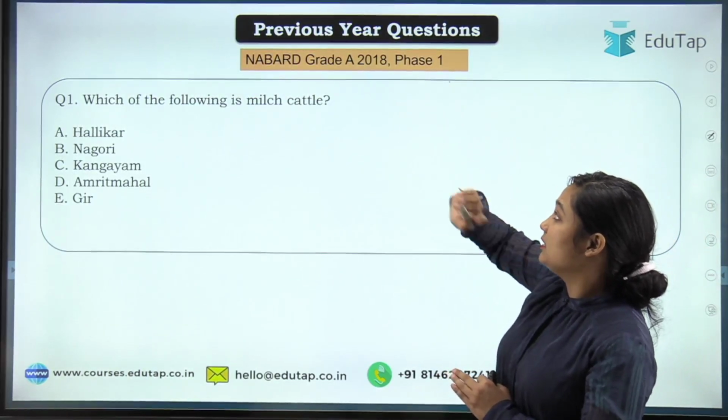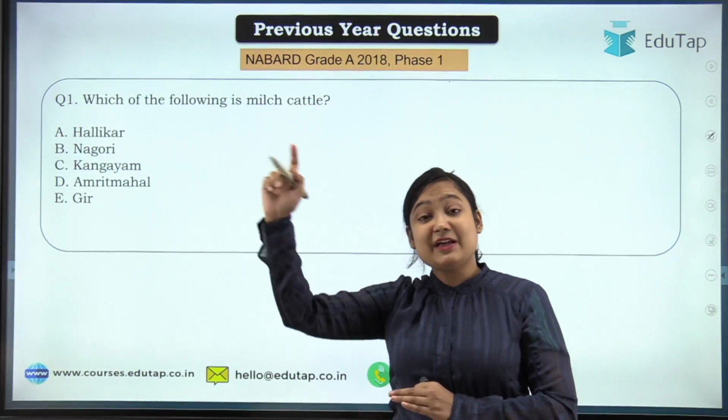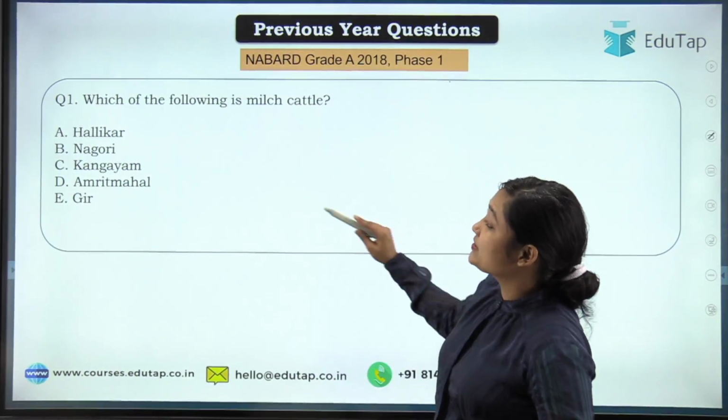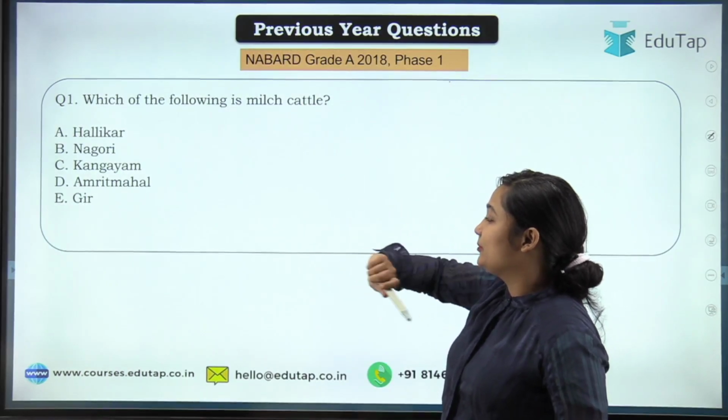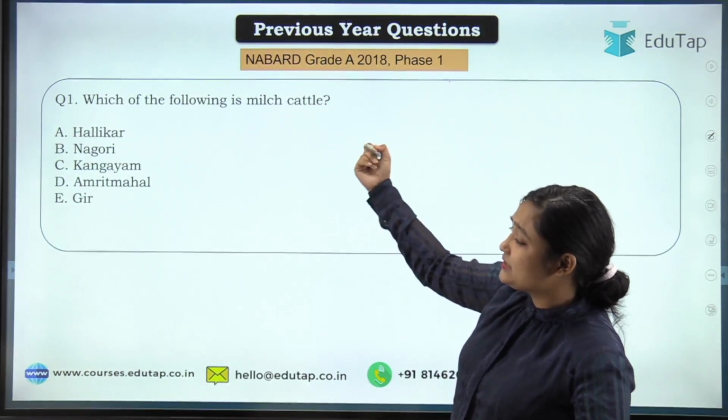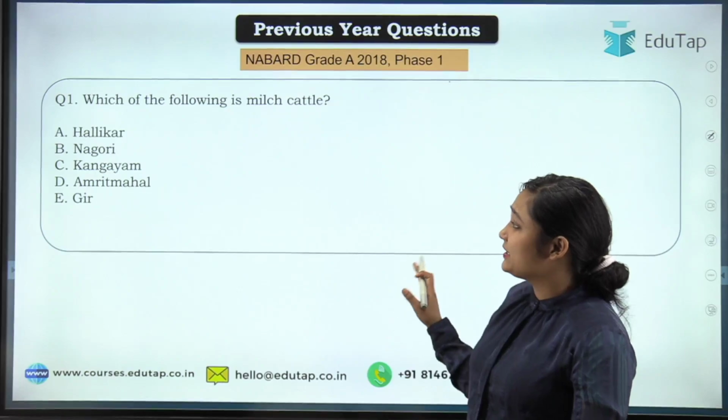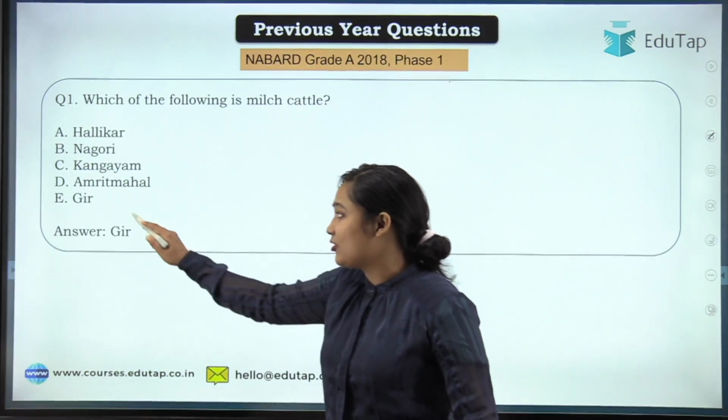Talking about the previous year question that we have discussed, now we will try to answer it. Your question was, which of the following is the milch cattle breed? I think everybody can answer. This is quite easy. We have discussed the indigenous breeds, and the correct answer will of course be Gir.